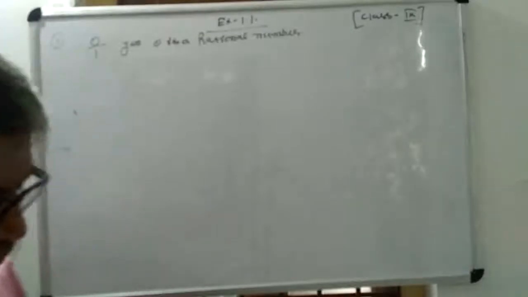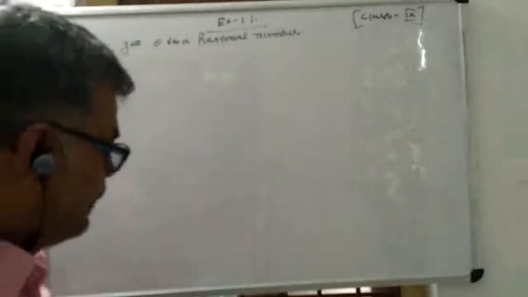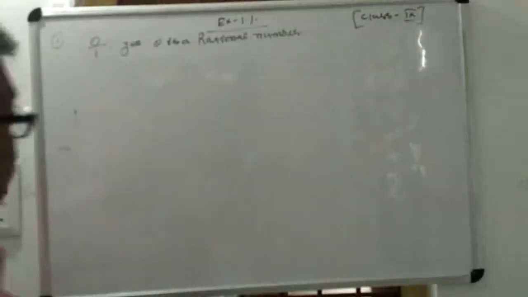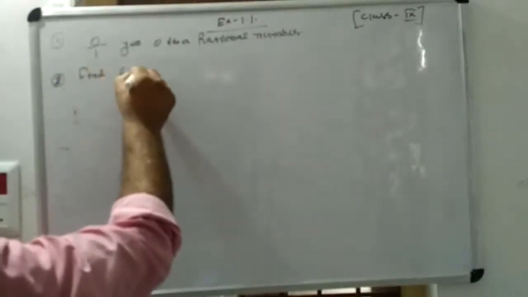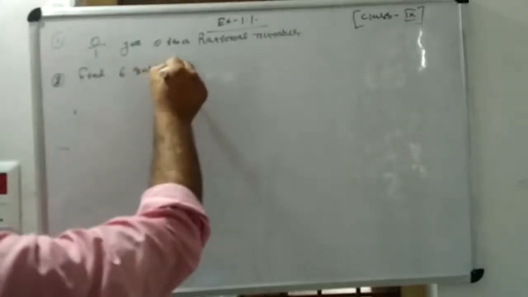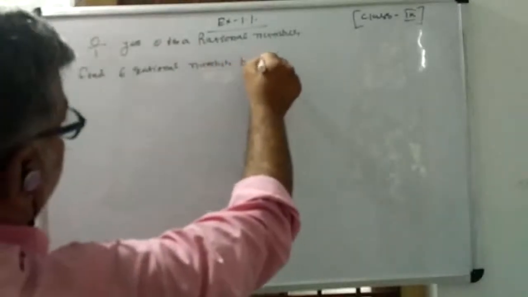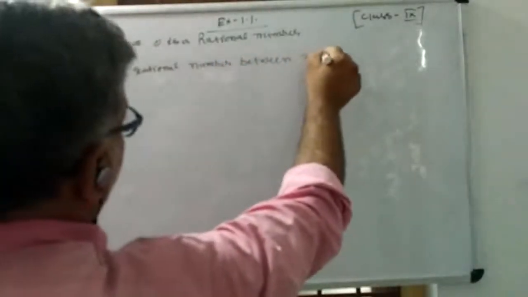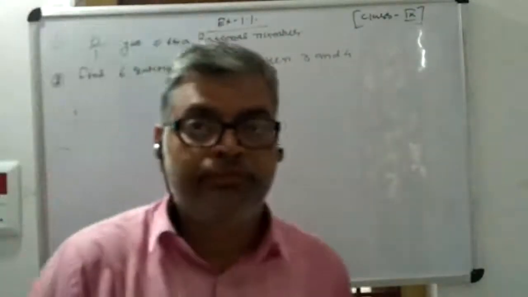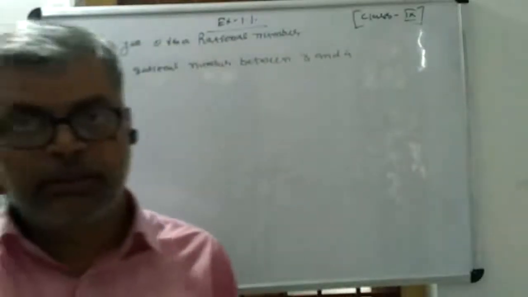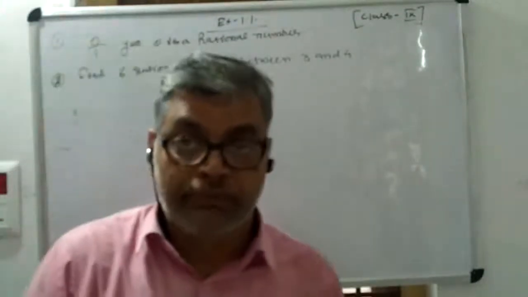Now the question is to find 6 rational numbers between 3 and 4. Second question, you have to find 6 rational numbers between 3 and 4. Children, here 3 and 4 are two consecutive numbers, natural number, whole number, anything you can say. But 3 and 4 are consecutive numbers.